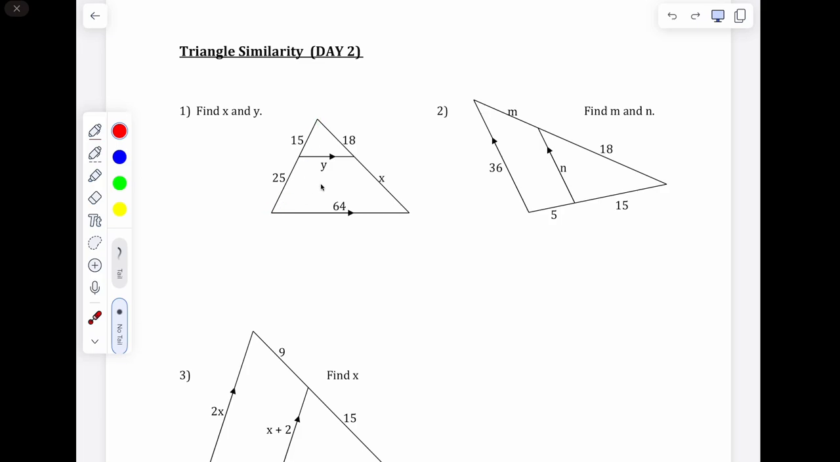Does anybody remember what these two angles here are called? Mason? Is it corresponding? Those are corresponding. If they make that F shape, those are corresponding. Good job, Mason. So these are corresponding angles, they're congruent. These are corresponding angles, these are congruent.